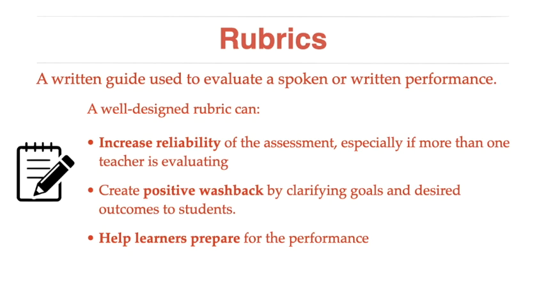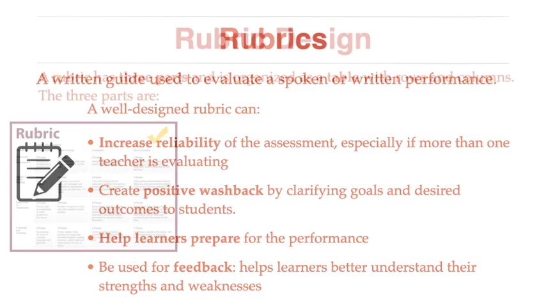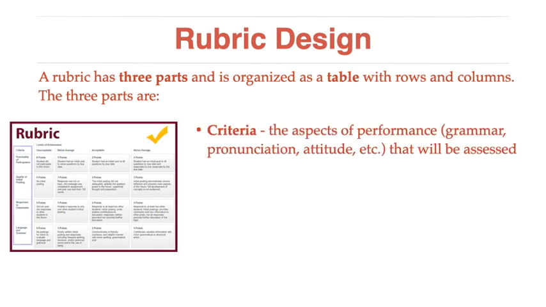A good rubric can also be used for feedback. This helps learners better understand their strengths and weaknesses so that they can set goals and better prepare for a future assessment. A rubric has 3 parts and is organized as a table with rows and columns. The 3 parts are the criteria. These are the aspects of performance, such as grammar, pronunciation, attitude, etc., that will be assessed.